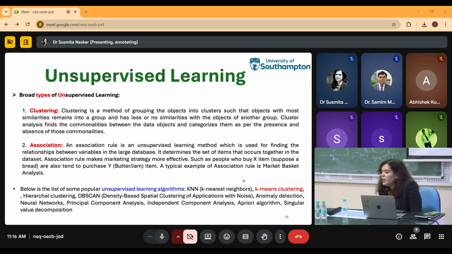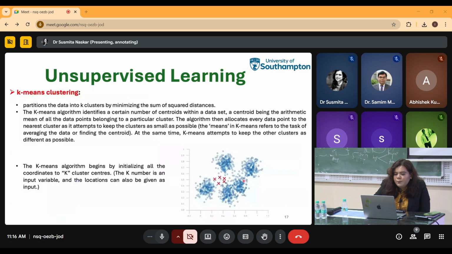It's not necessary that every time you will use only one of these. It can possibly happen that you end up using both together, depending on the particular circumstance. So that's how it could generally work. And then another very popular one is k-means clustering. This is also used quite a lot.